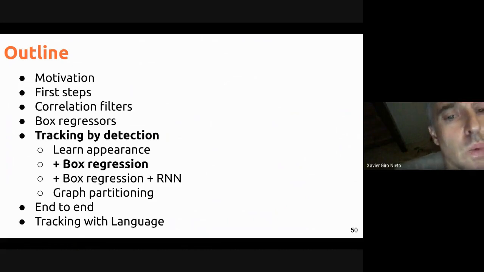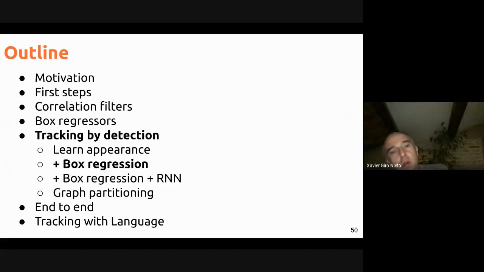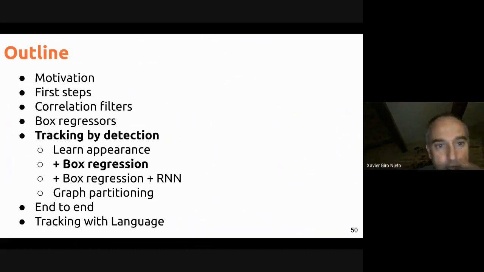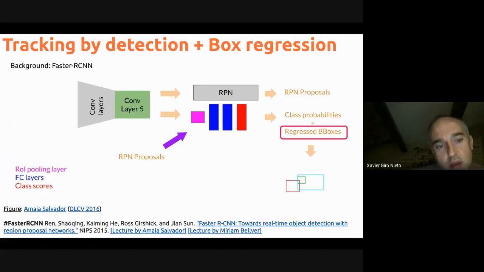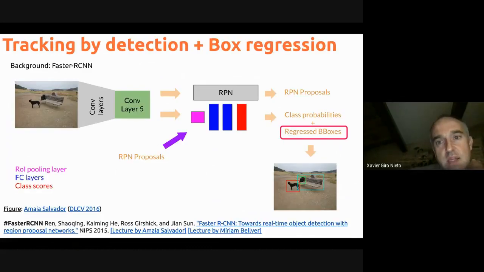One of the most popular algorithms nowadays is the one that's coming next. Again, it's based on exploiting a neural network architecture that has already been trained for object detection, and which has benefited from large datasets for supervised object detection.